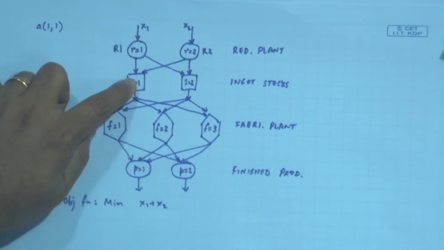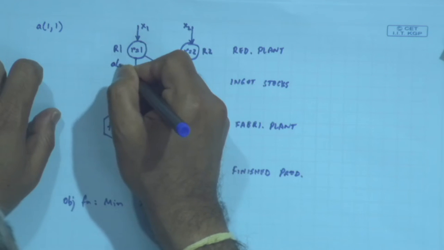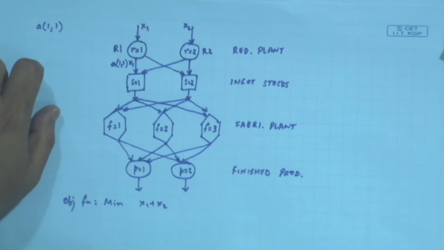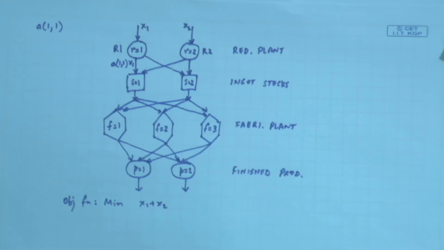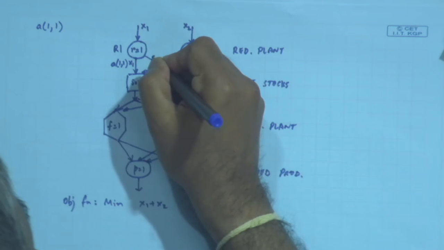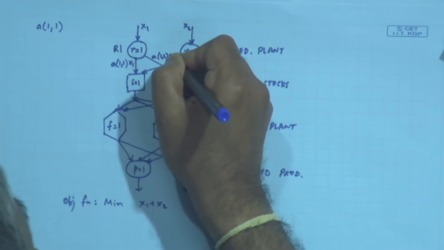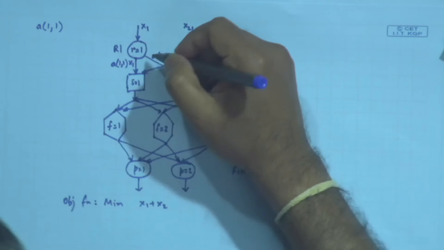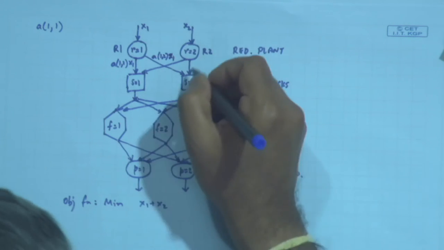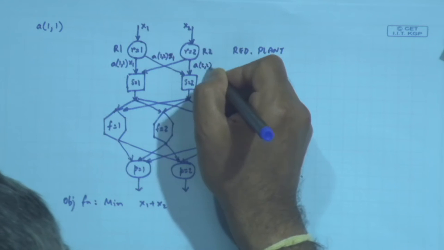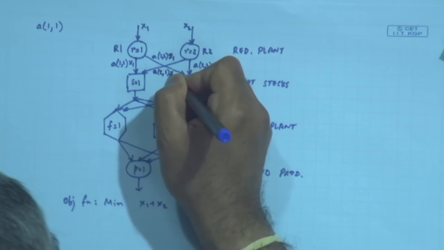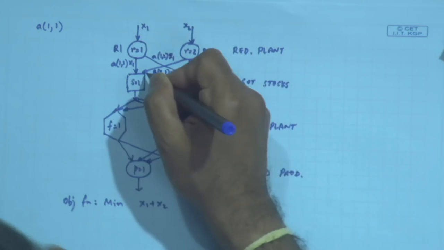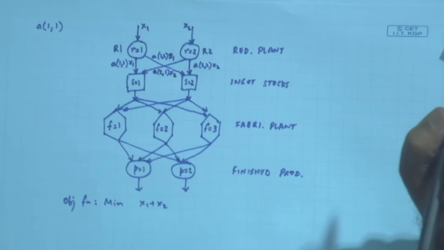So if X1 is produced, how much do you get here? A1,1 times X1, right? Do you agree? That much proportion of X1 is coming onto S equal to 1. And then what is A1, 2? Is this one here, A1, 2 times X1. Is that clear? It is this one that's coming to S equal to 2. Then this is similarly A2, 2, X2. And this is A2, 1, X1 or X2? X2, because it's coming from 2. Is that okay? All right.